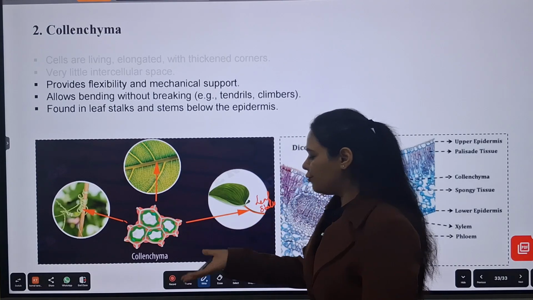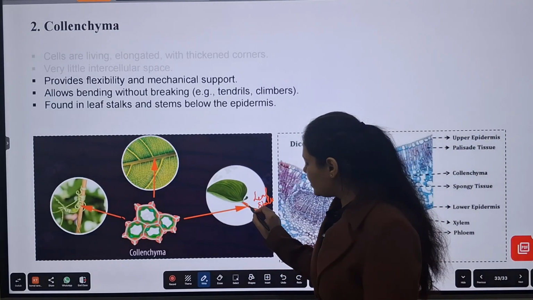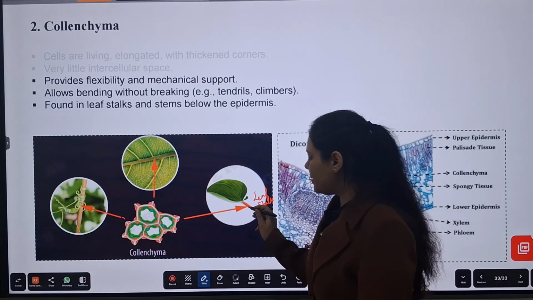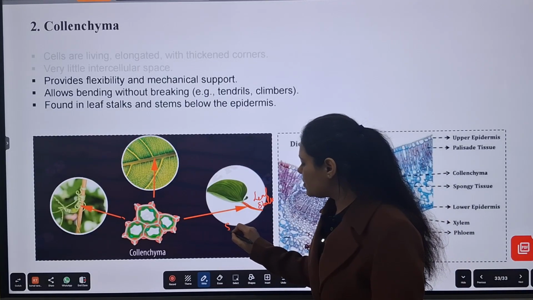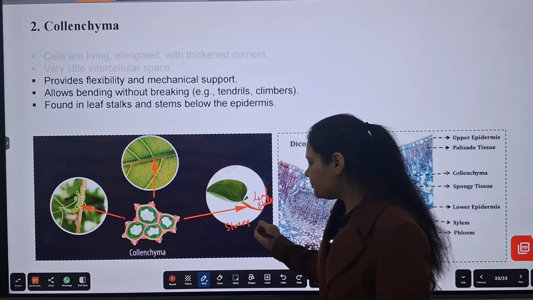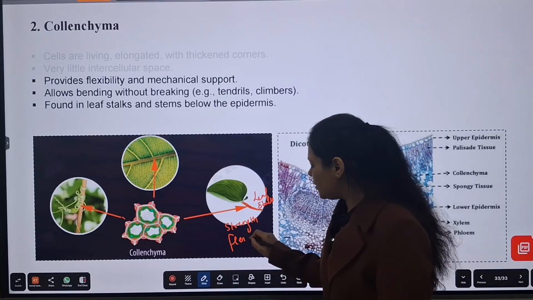This leaf needs to move to receive the maximum amount of sunlight. So this collenchymatous tissue, which is present just below the epidermis, provides mechanical strength along with flexibility.